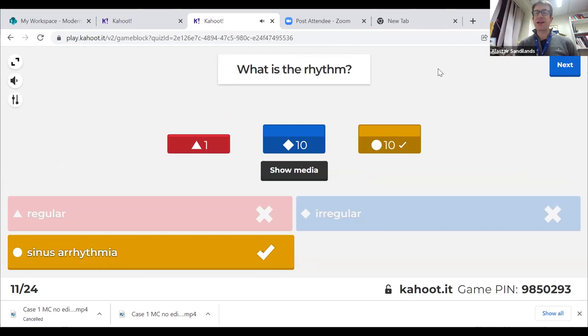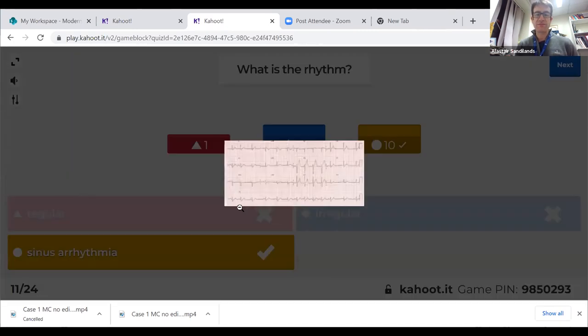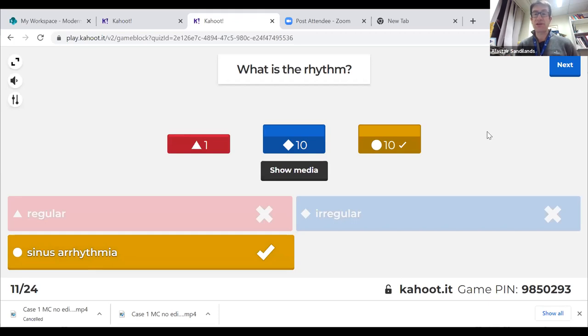Okay, I realize now, in actual fact, the rhythm probably is irregular, but specifically, it is sinus arrhythmia. So perhaps both of you are right, but it is sinus arrhythmia. Why is it sinus arrhythmia? Because there's P waves before every QRS, but it is, strictly speaking, an irregular rhythm. I'll change that question.